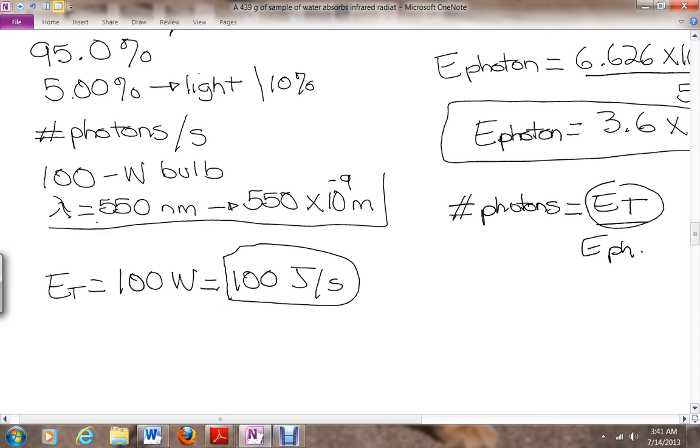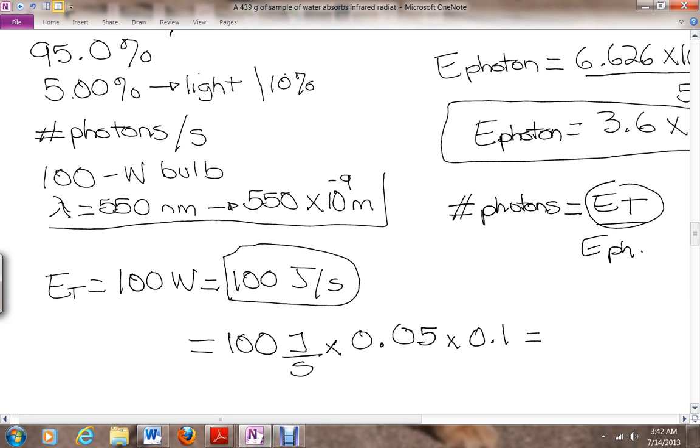So we got this. Now we know that from that 100 joules per second of energy, we're only going to have 5% as light, which is 0.05, and at 10%, which is 0.1, on the textbook.